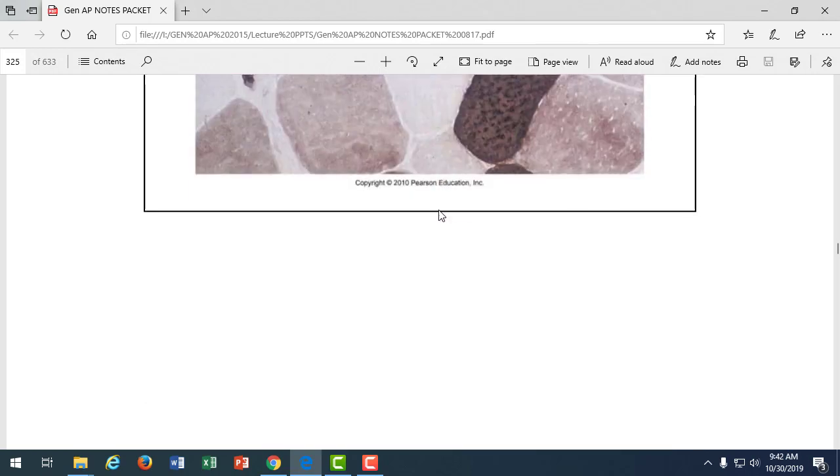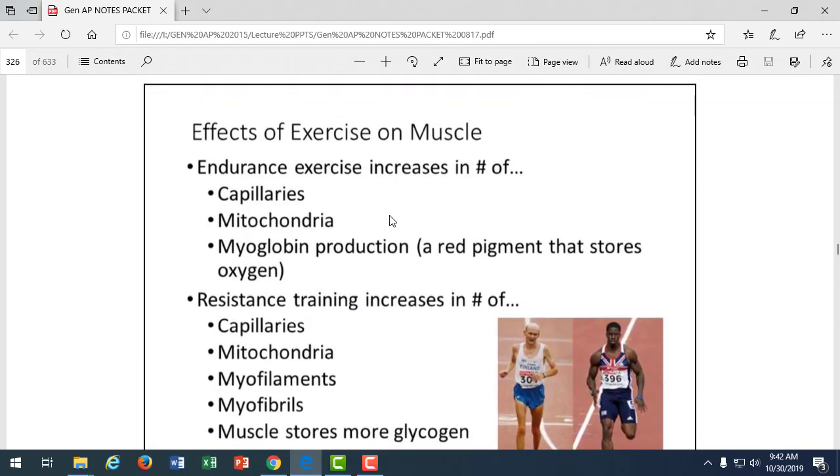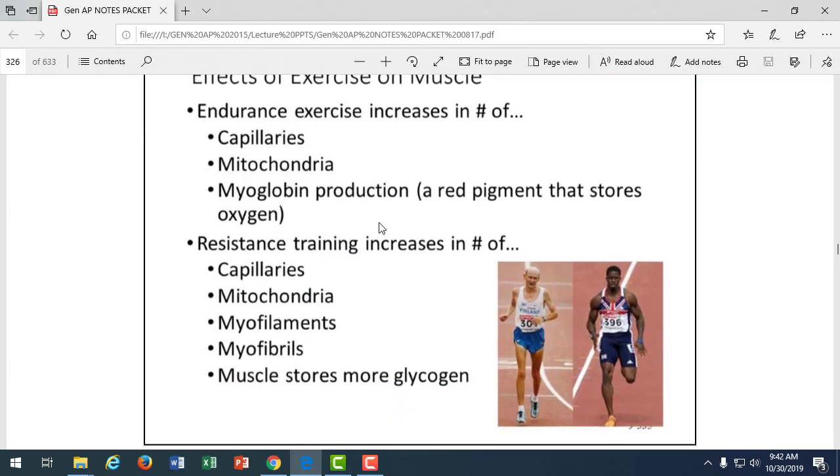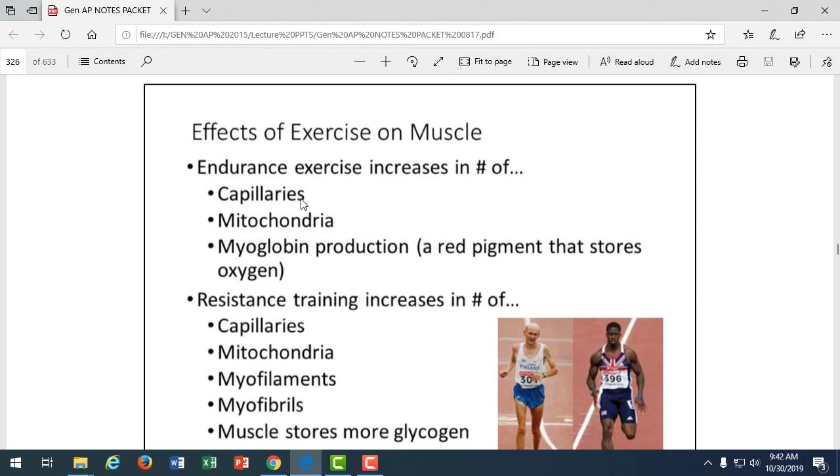So, okay, effects of exercise then. Endurance exercise increases the number of capillaries serving that muscle. That's beneficial for giving oxygen to that activity, right? So if I'm running a half marathon and I've been training up to that point, I'm going to have better blood flow to my muscles than a person who hasn't been training. The more blood flow, the more oxygen, the more ATP, the longer they can contract.